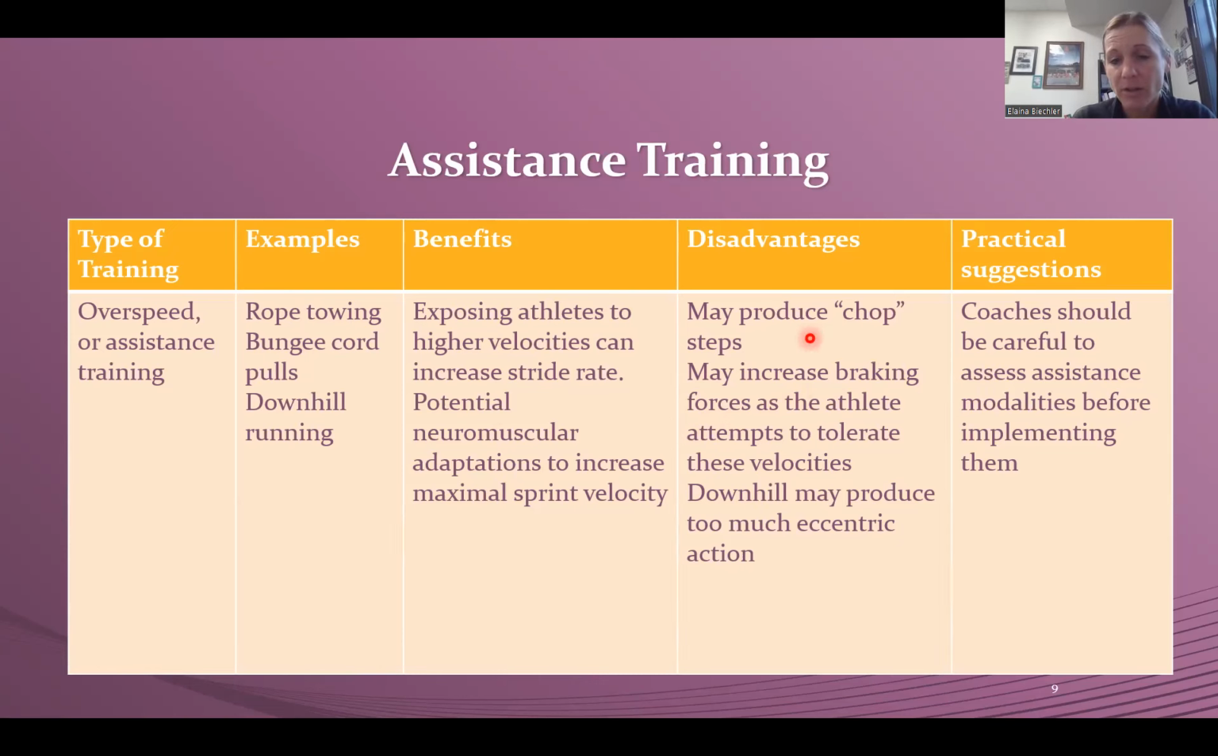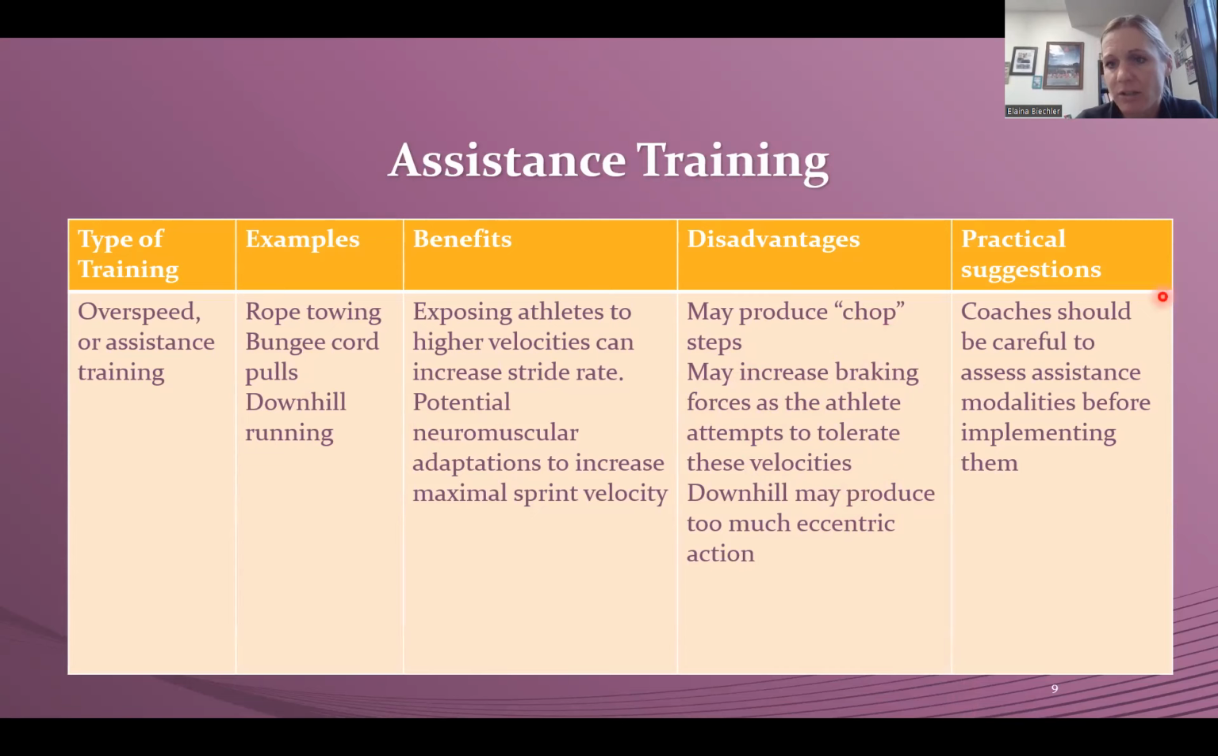One other disadvantage is that we are going to increase braking forces. And so again, you think about that eccentric pull from going downhill or whatever it may be. Too much eccentric action might cause us to be really sore. So that can be a little bit challenging. I could be sore for 4 or 5 days or whatever if I do too much eccentric work, which might negatively impact me in the long run.